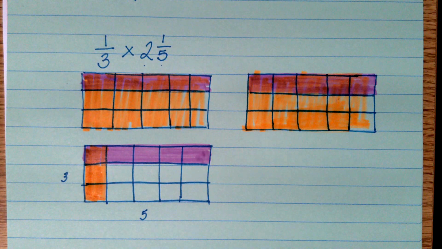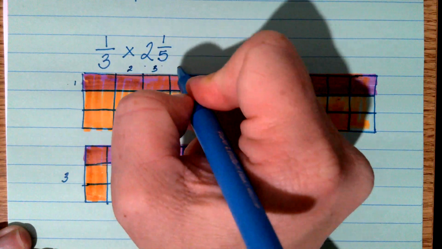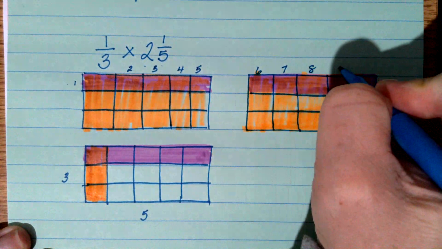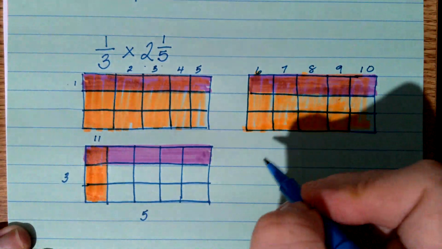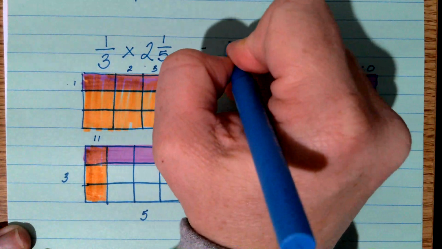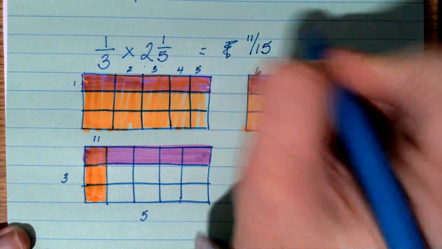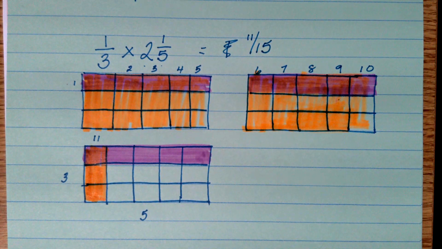So now we have to look and see how many pieces are colored in by the overlap, and we have 1, 2, 3, 4, 5, 6, 7, 8, 9, 10, 11. So our answer is going to be 11/15ths. This is how to do fractions times mixed numbers using a model.